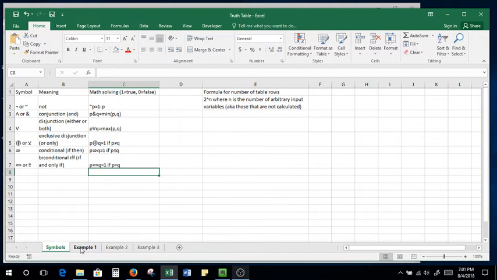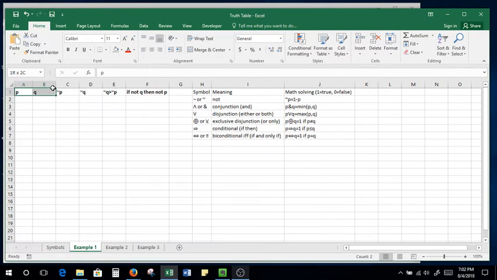So let's go to our first example then. Actually, let's take a look at this formula first. The formula for how many rows you need to add into your table is 2 to the n, where n is the number of arbitrary input variables. So if we go to our example, these, we're just entering in values, right? Normally we'd be entering in true and false, but we're going to use ones and zeros.